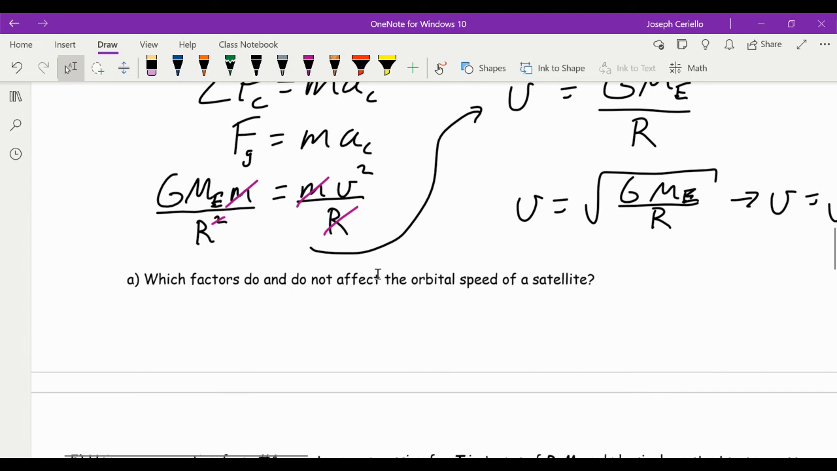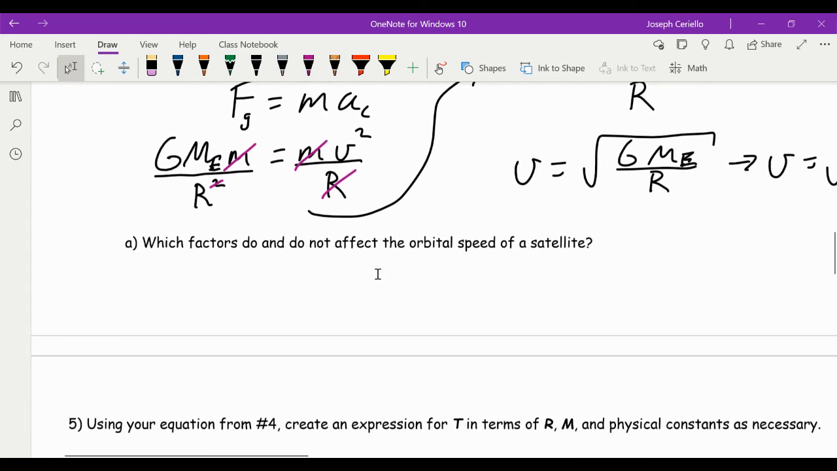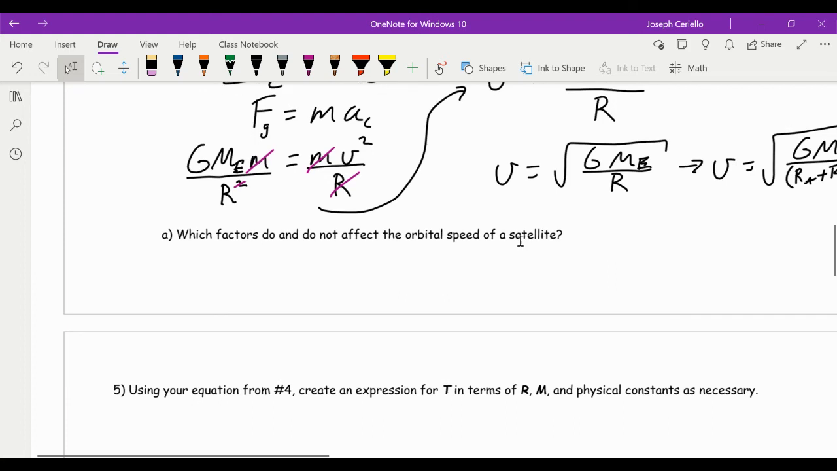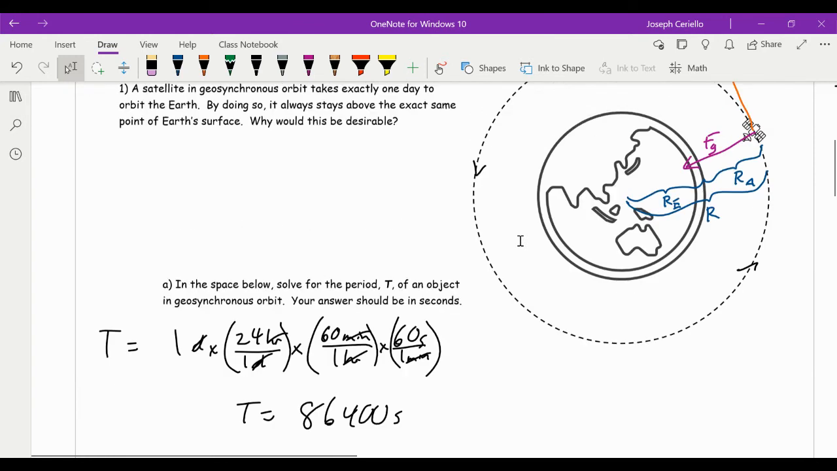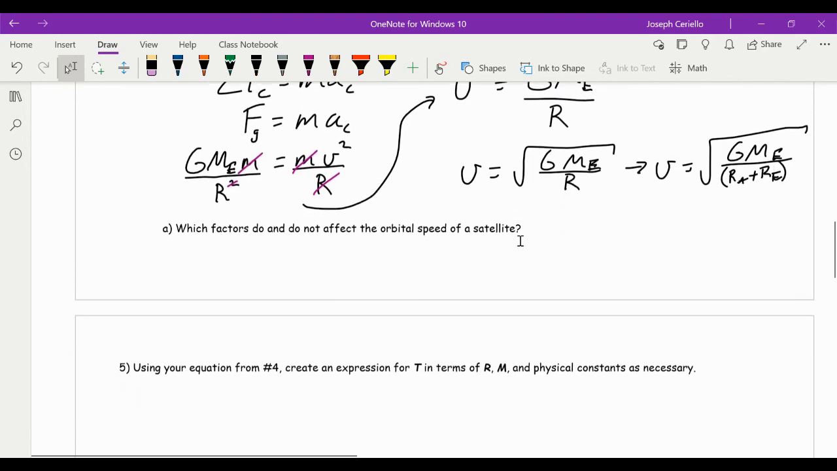Notice here that the mass of the satellite does not matter. Now that goes for any objects orbiting each other. For the Earth going around the sun, the mass of the Earth does not matter. For the moon going around the Earth, the mass of the moon doesn't matter. So the object that's doing the orbiting, that object's mass does not matter. For the object that's being orbited, that one's mass does in fact matter. And again, the important thing is R is their center to center distance.